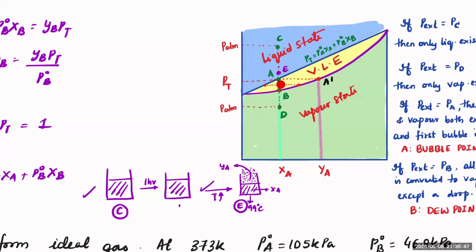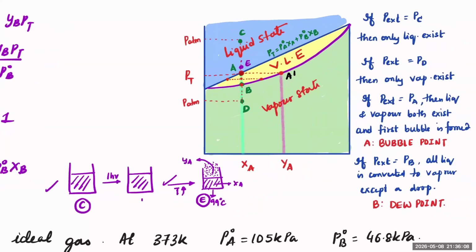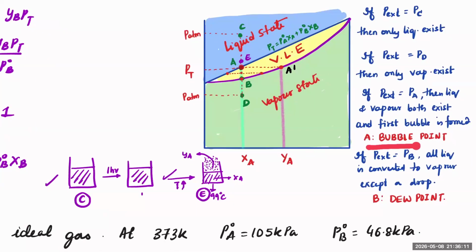Okay. So this particular area in the graph, which differentiates a pure liquid state from a pure vapor state, is called the vapor liquid equilibrium area. So this yellow space is called VLE, vapor liquid equilibrium. A is called the bubble point, where the first bubble formation is noticeable. B is called the dew point, where we see every liquid converting into vapor except a drop present.